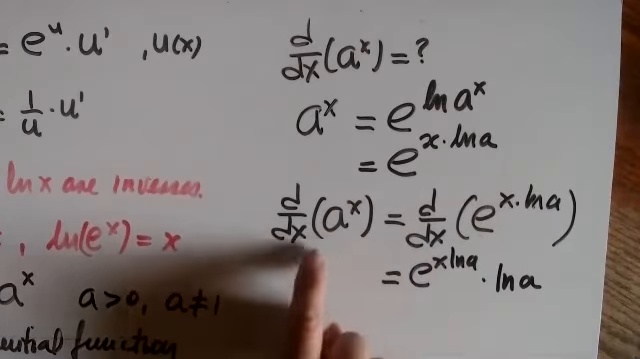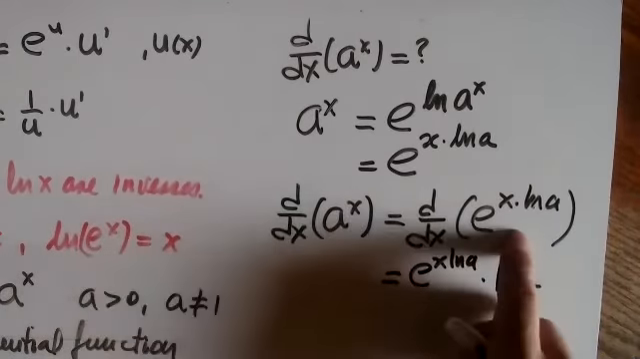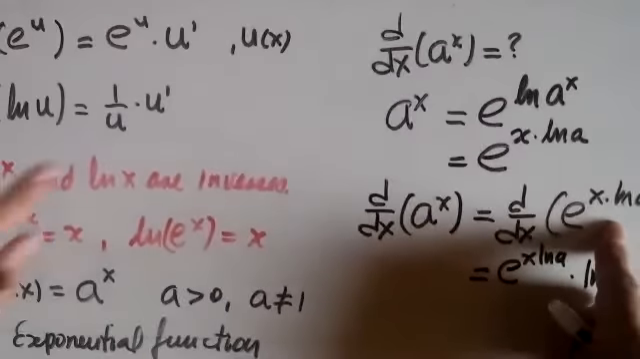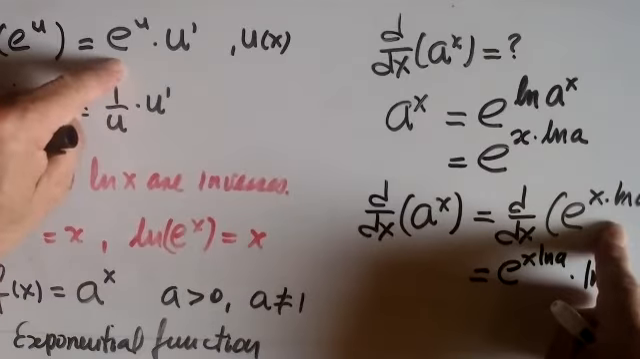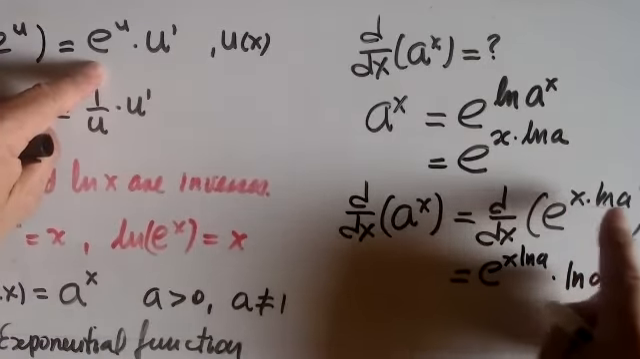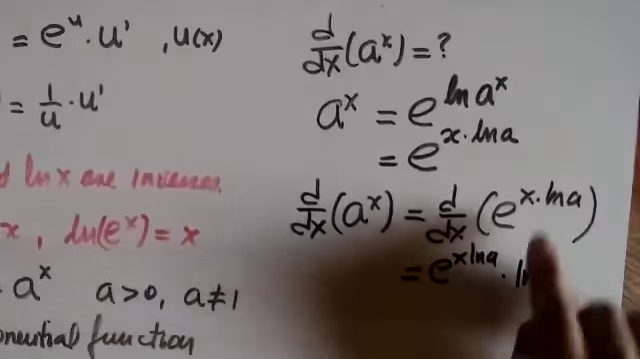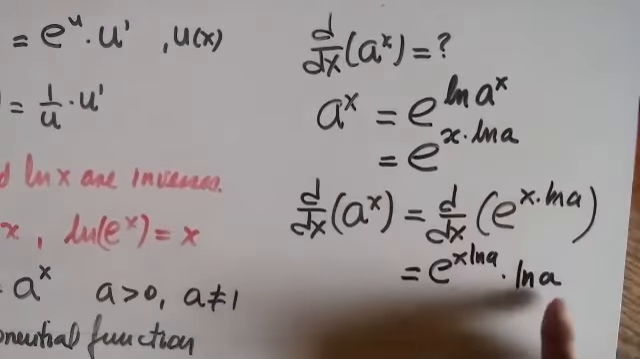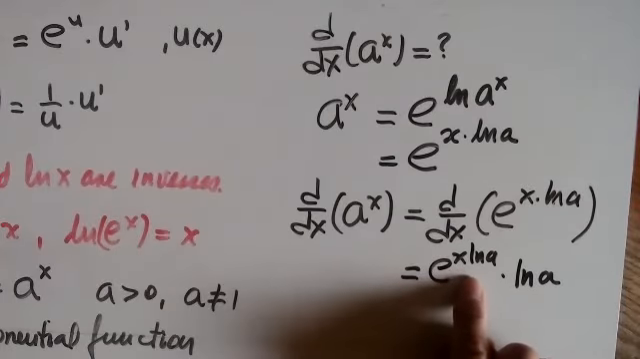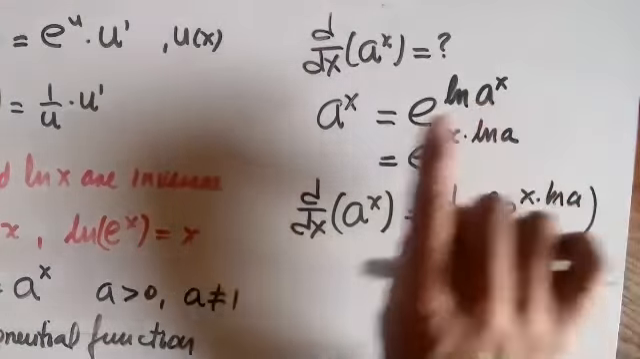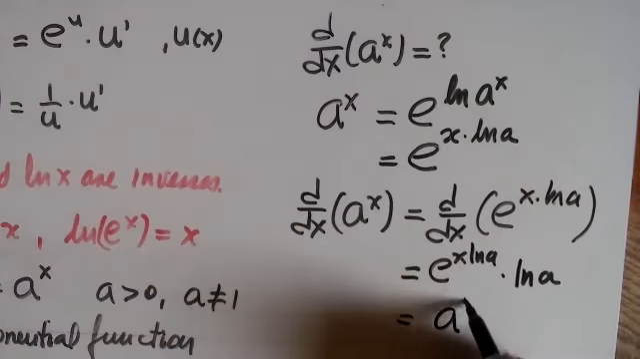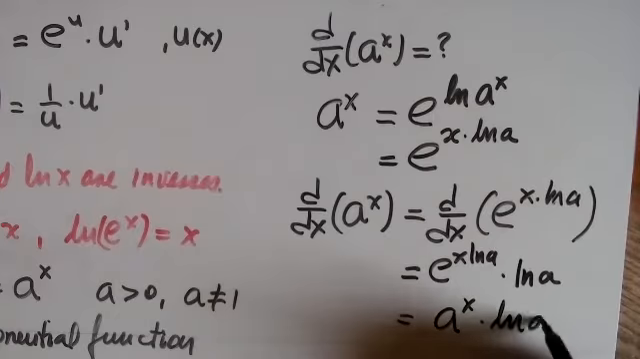So the derivative of this expression is the derivative of this exponential. The derivative of the exponential, remember, is this one right here, e to the u, the same thing, times the derivative of this portion at the top. And because this is a constant, the derivative of x is 1, so this is my derivative. Now I'm going to return this to the original form. This is a to the x, so the derivative is a to the x times ln a.